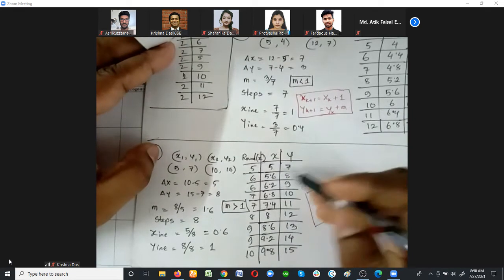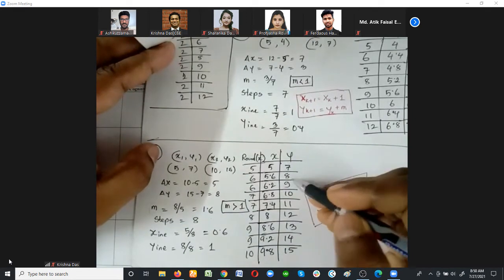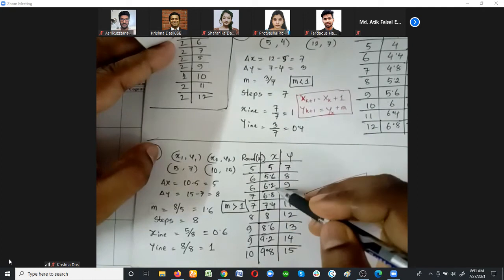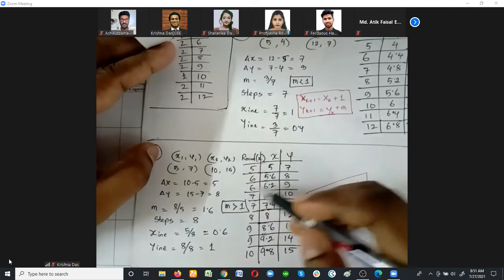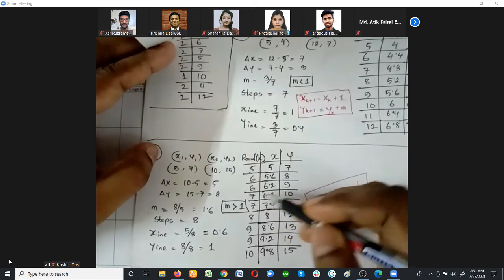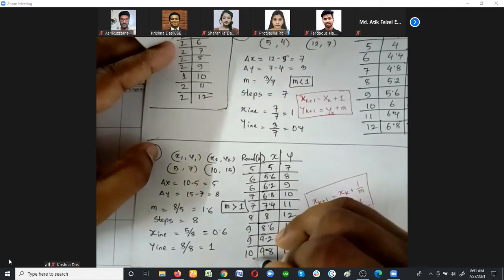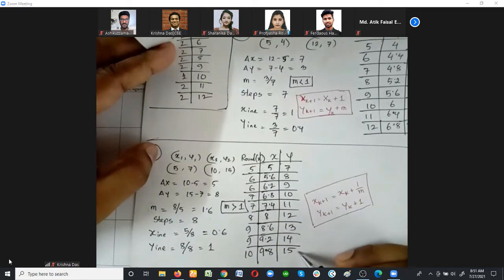So 5, 7 becomes 5.6, and 8, 5.6 in round value is 6. Then 6.2, then 9, 6.2 is 6, 6.8 is 7, like this. So it goes up to 9.8, which is actually 10 and 15.